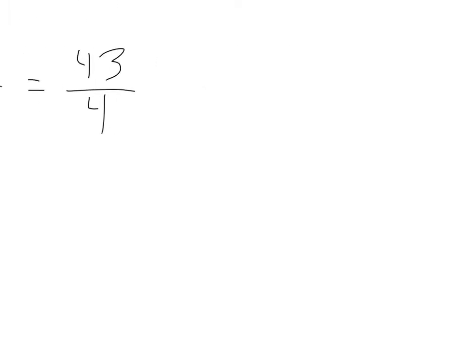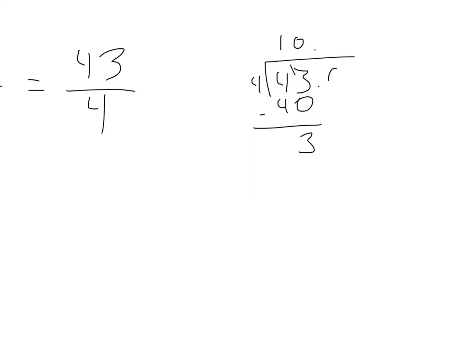So 43 divided by 4. 4 would go into 40 10 times, so that'd be 40. We'll subtract and be left with a 3. Then decimal, and then the 0, and we'll bring that down. 4 goes into 30, let's see, 7 times, giving us 28.